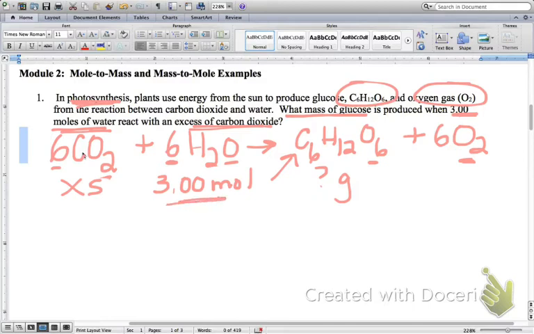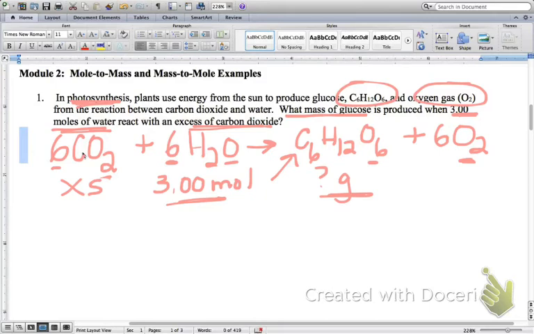And the question is, how many grams of glucose can we make from that? Okay? So they've told us how much we started with. The question is, how much are we going to end with? But this time, rather than ending with a mole quantity, they're asking us to put that answer into grams. So we're actually going to start this problem the same way, you guys.